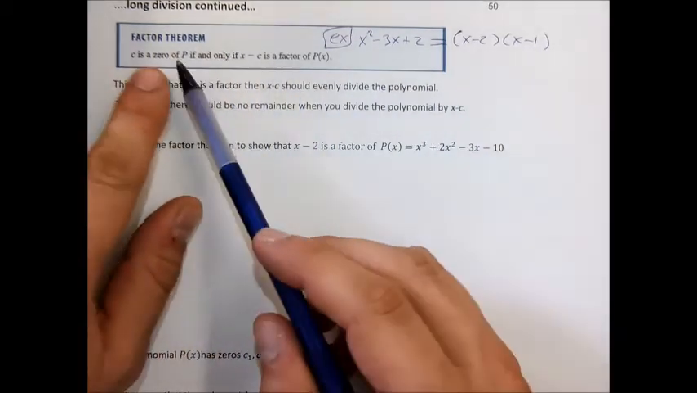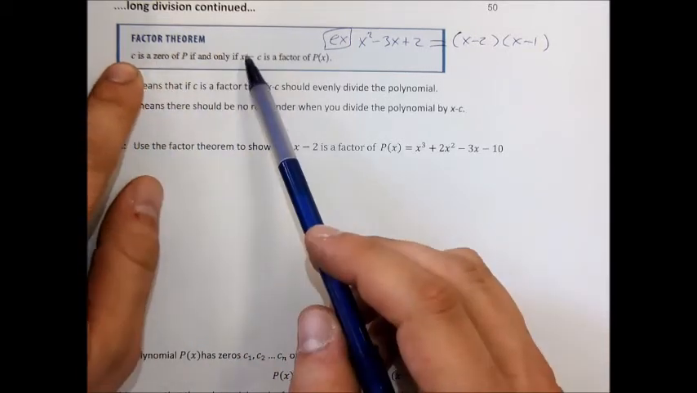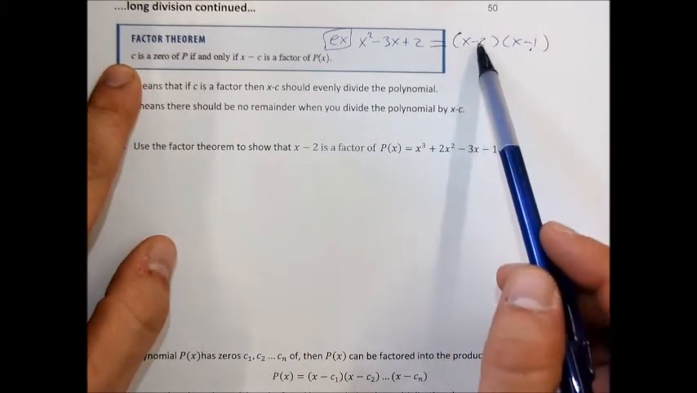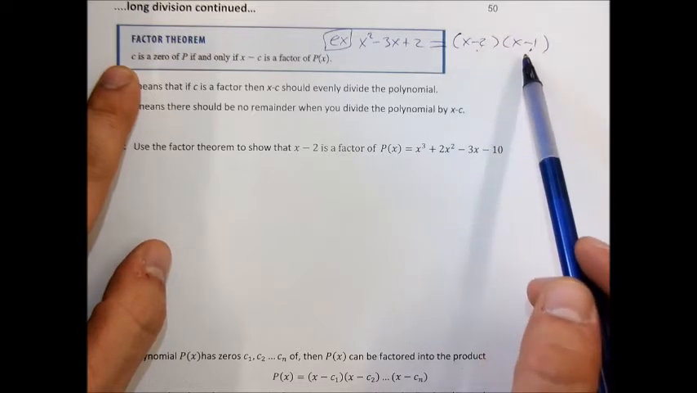And so what this is saying is, if we know that c is a 0, then x minus c must be a factor. And this is literally what that's showing, right? So 2 is a 0 and 1 is a 0, and so x minus 2 and x minus 1 are the two factors.